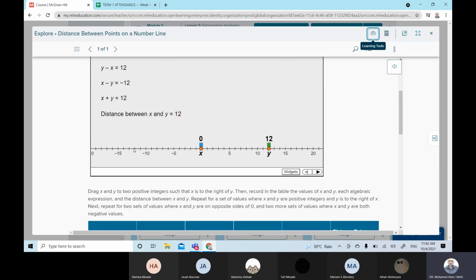So this is the number line. This is the point x and this is the point y. What is the meaning of the distance between x and y? It means the total between x and y, here 0 and here 12. How to know the total? Find the difference between them. 12 minus 0 will be what? Will be 12. So the distance between x and y will be 12. So this is the meaning of distance between points on a number line.